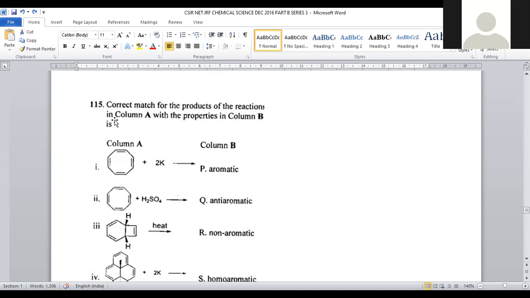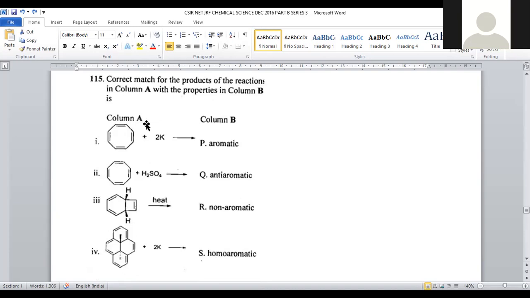The correct match for the following products in column A with the properties of column B is. So here, cyclooctatetraene was given. Here it is a bicyclic system. Here a tetracyclic system was given.